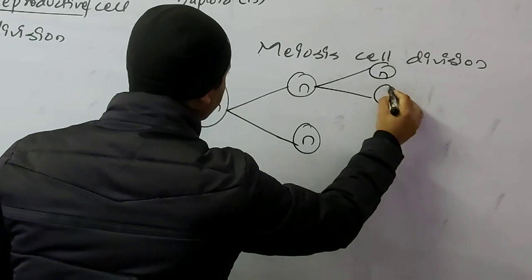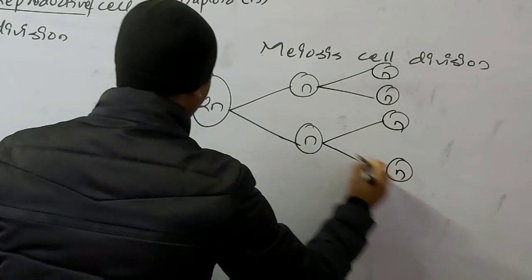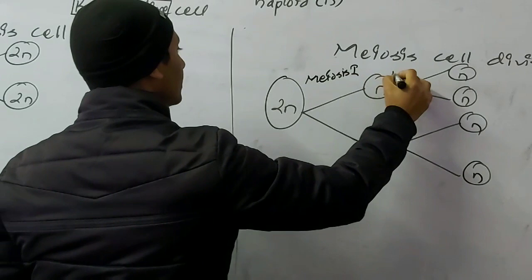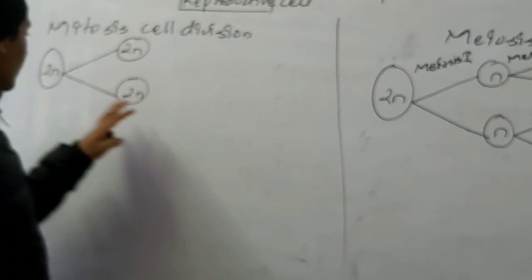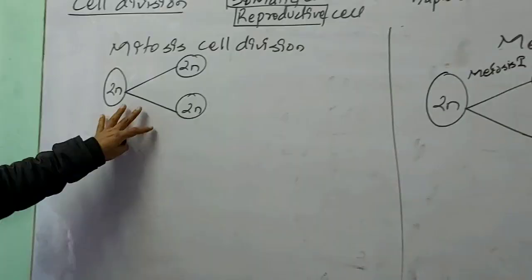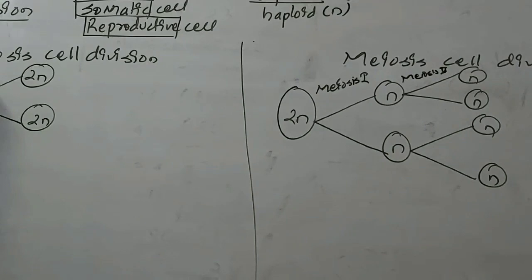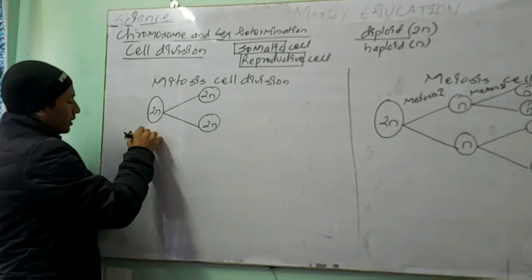This is meiosis first and this is meiosis second. There is no such division of types in mitosis cell division. It is single. It's a mother cell, a mature mother cell that divides into daughter cells.